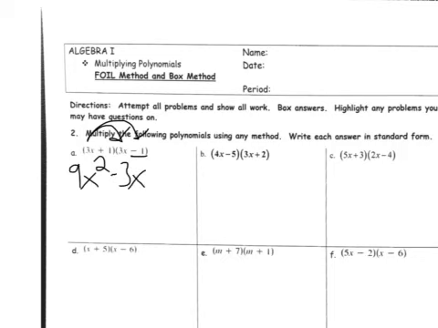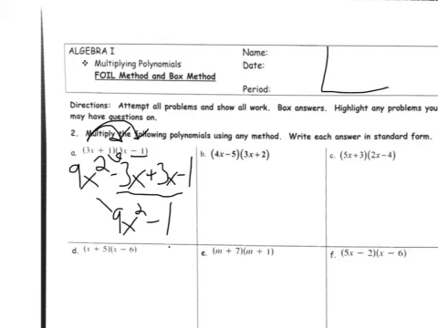Then I multiply 1 times 3x, which is positive 3x, so plus 3x. And then 1 times negative 1, which is negative 1. Combine like terms, negative 3x plus 3x cancels out, becomes 0, so my final answer is 9x squared minus 1.